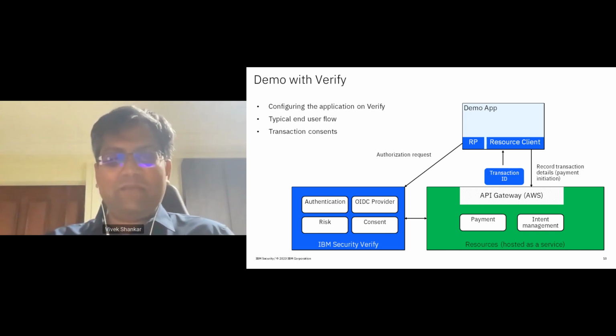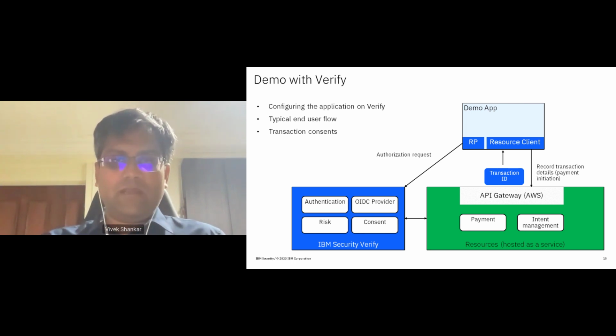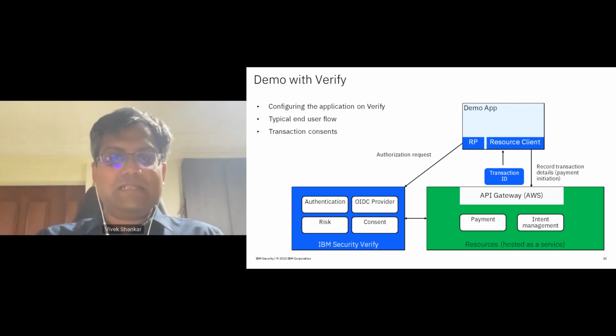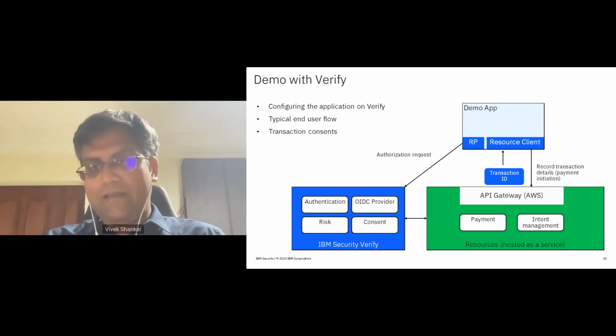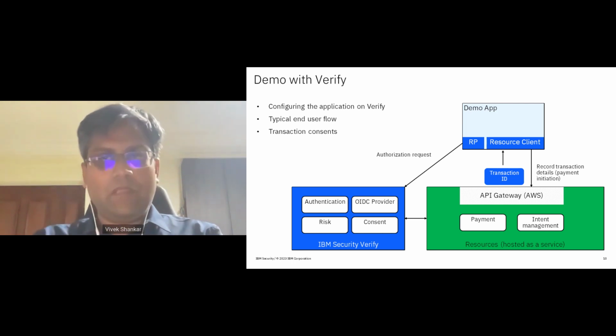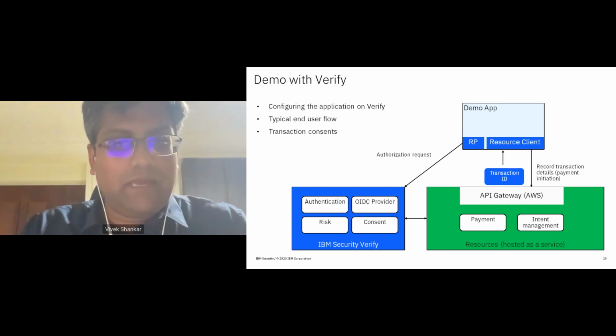So we'll have IBM Security Verify playing the role of the authentication engine, the OIDC provider, and so on. You'll have the third-party provider, which is the app on top. And you'll see there is a payment API and et cetera that's hosted by the bank, so that's going to be fronted by an API gateway. So let me switch to a screen share.